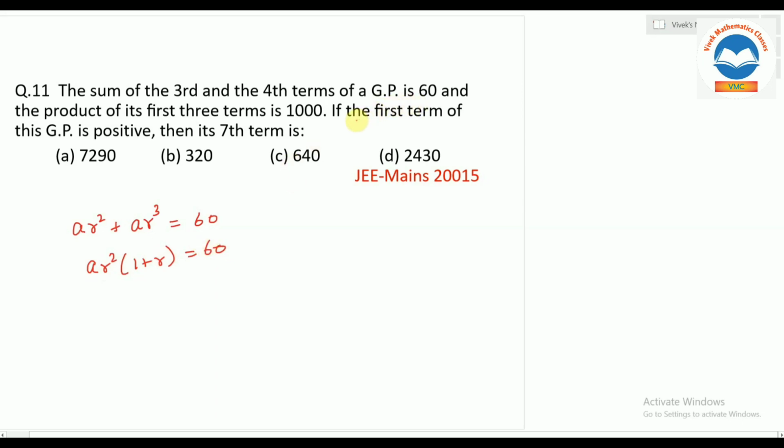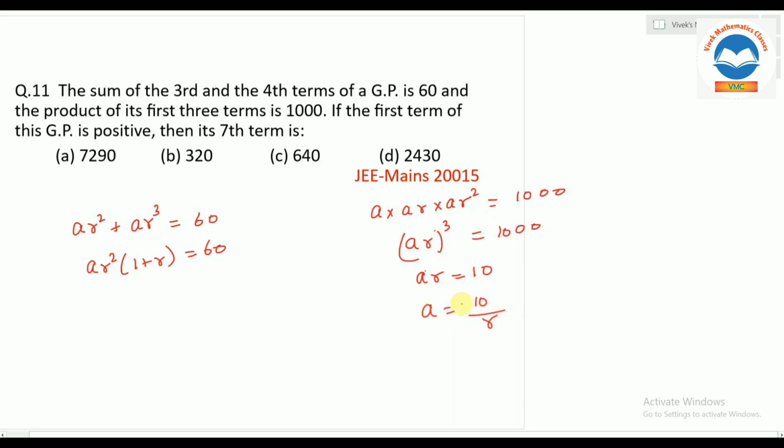And the product of its first three terms is 1000. What about product? A into ar into ar square. This value we have given as 1000. So from here you will get a cube r cube. It means ar to the power cube will be 1000. From here what can we write? ar value is 10.